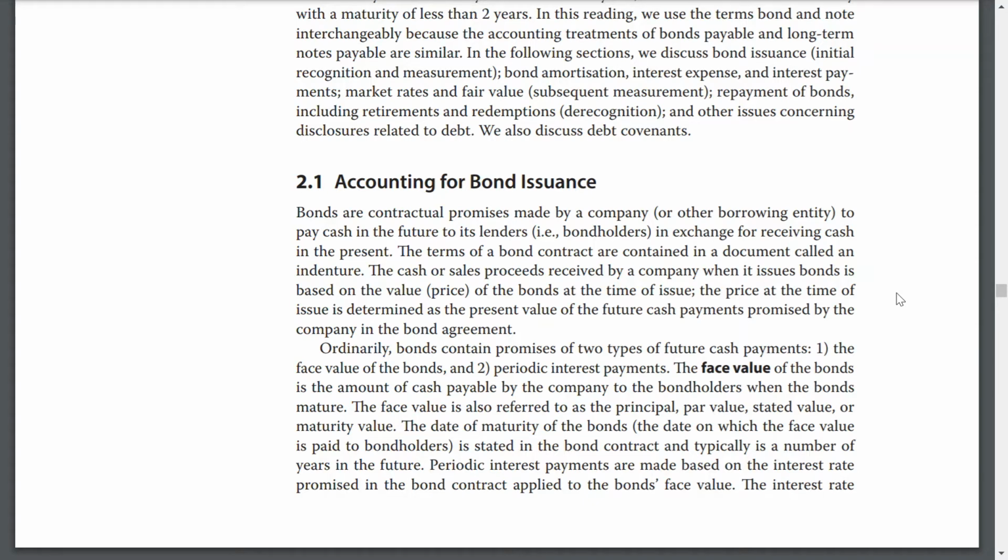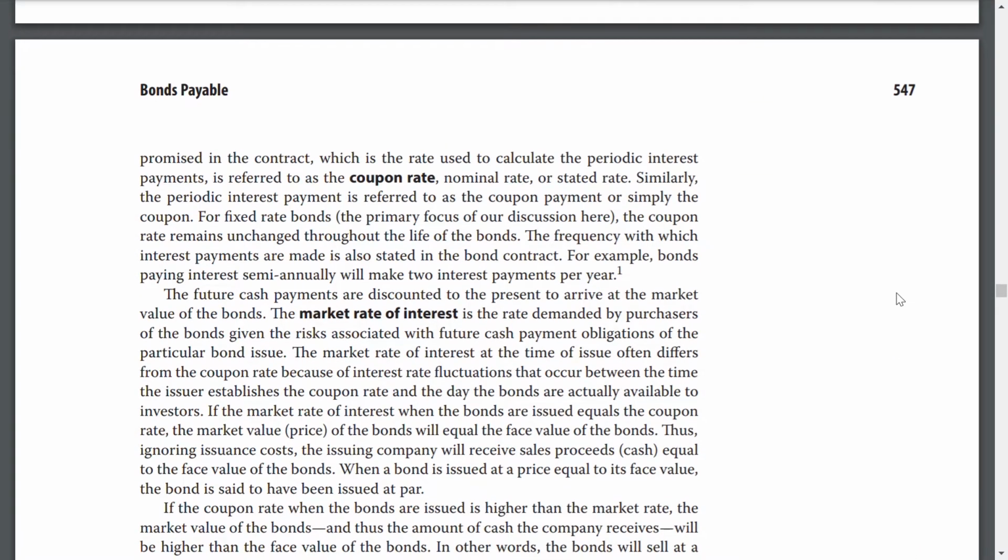The date of maturity of the bonds is stated in the bond contract and typically is a number of years in the future. Periodic interest payments are made based on the interest rate promised in the bond contract applied to the bond's face value. The interest rate promised in the contract, which is the rate used to calculate the periodic interest payment, is referred to as the coupon rate, nominal rate, or stated rate. Similarly, the periodic interest payment is referred to as the coupon payment, or simply the coupon for fixed rate bonds. The coupon rate remains unchanged throughout the life of the bonds. The frequency with which interest payments are made is also stated in a bond contract. For example, bonds paying interest semi-annually will make 2 interest payments per year. The future cash payments are discounted to the present to arrive at the market value of the bond.